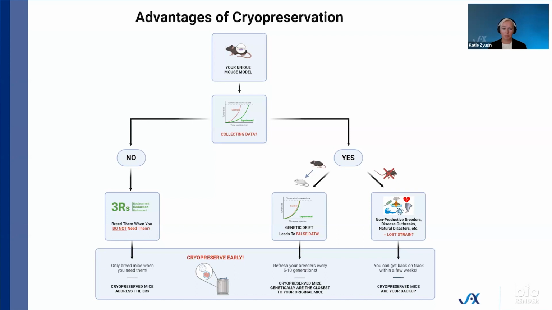The other reason to cryopreserve the strain is that it protects your research against the impact of natural disasters. If your strain got wiped out due to a natural disaster or your facility failure or disease outbreak in your vivarium, then cryopreservation acts as your backup and ensures that you do not lose your strain forever. And more importantly, cryopreservation directly addresses the reduction part of the 3 Rs and improves ethical practices.